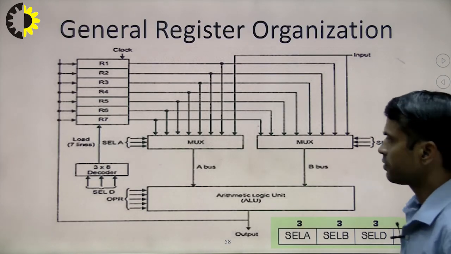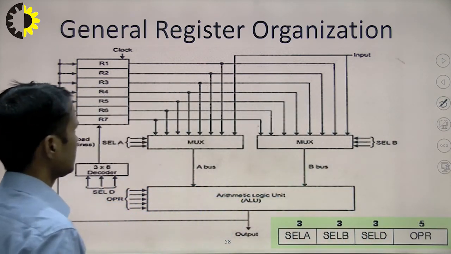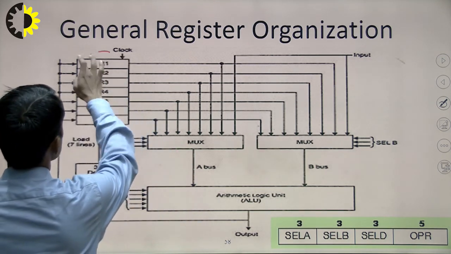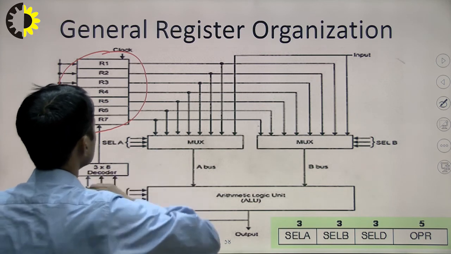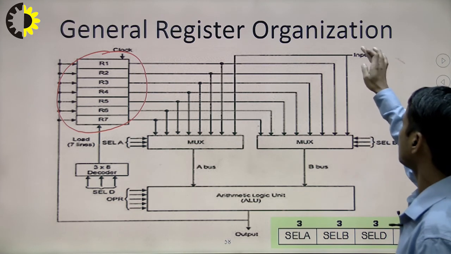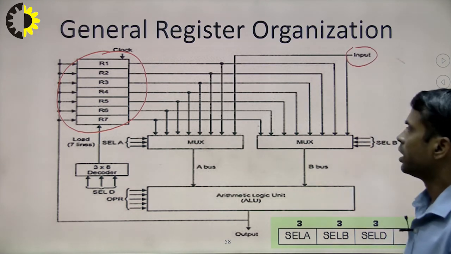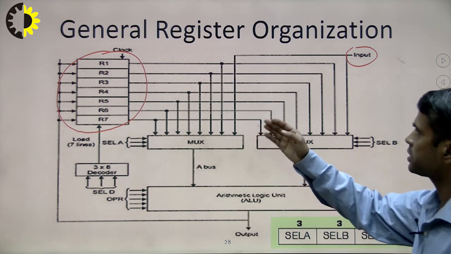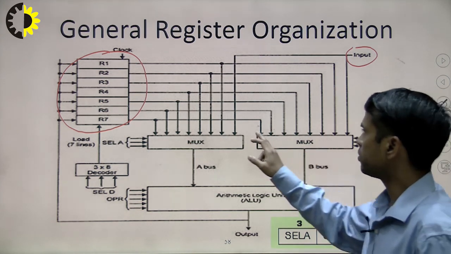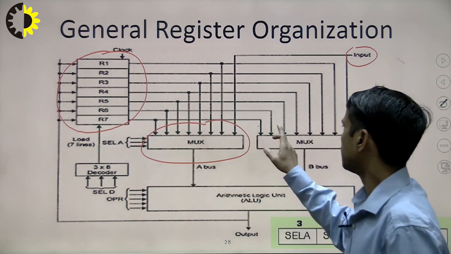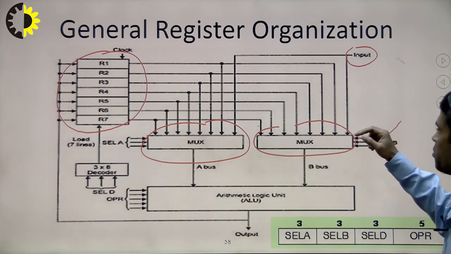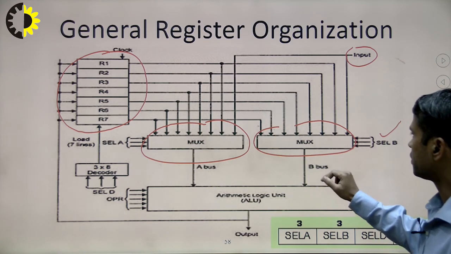So, the first organization that we are going to learn is general register organization. Why is it called general register organization? Because it contains general purpose registers. Here, particularly 7 registers are used, and it can take one input from outside the CPU. So, 7 registers plus one input from outside the CPU. It takes 2 multiplexers with selection lines of 3 bits, so that each can take 8 inputs and generate one output.